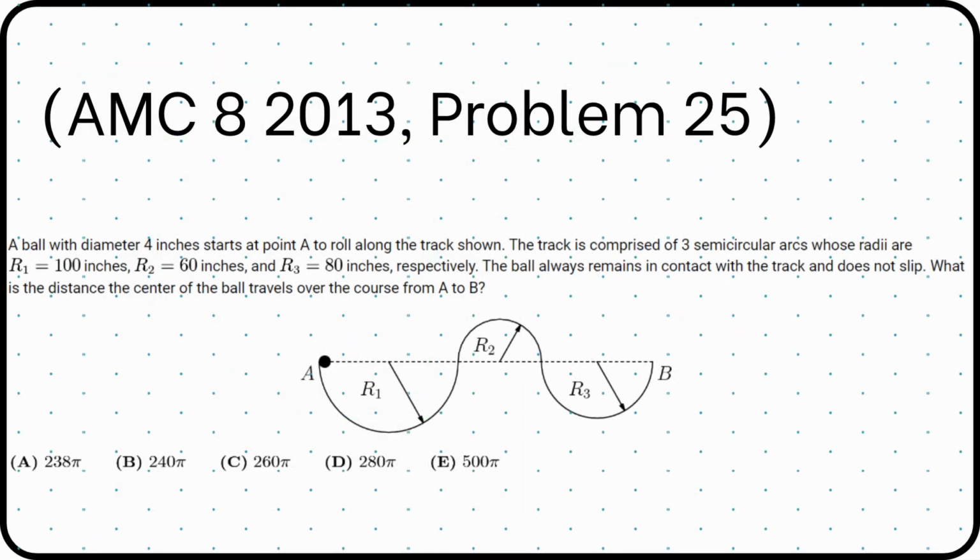A ball with diameter of 4 inches starts at point A to roll along the track as shown. The track is comprised of 3 semicircular arcs whose radii are R1 equals 100 inches, R2 equals 60 inches, and R3 equals 80 inches, respectively. The ball always remains in contact with the track and does not slip. What is the distance the center of the ball travels over the course from A to B?